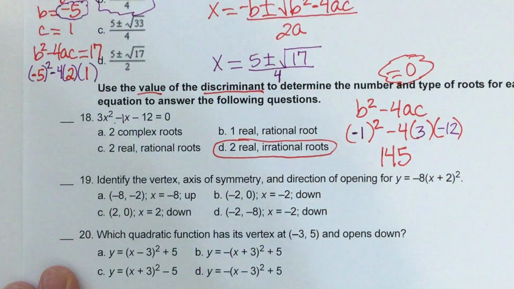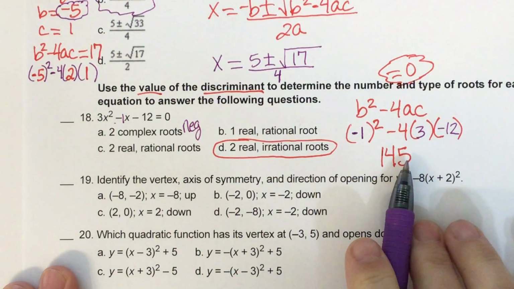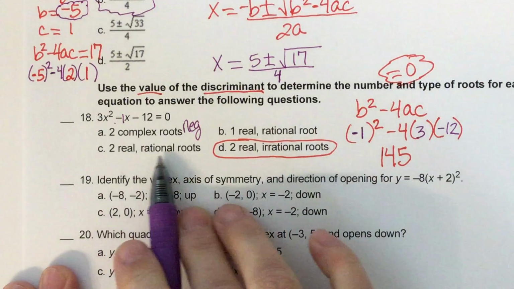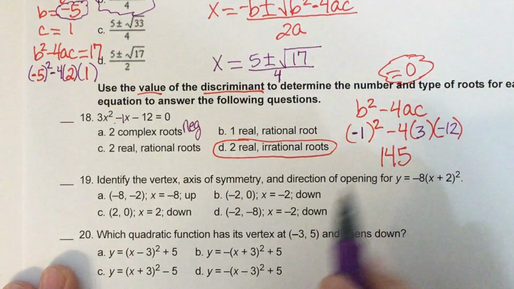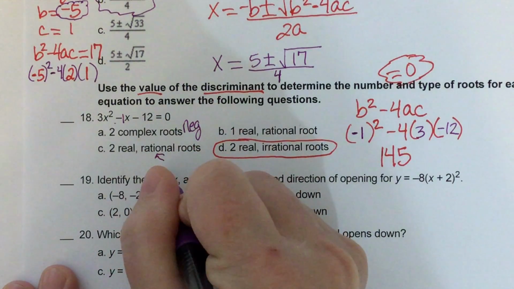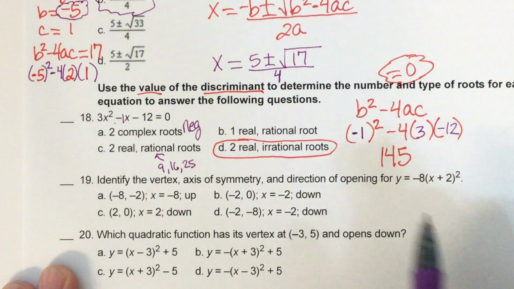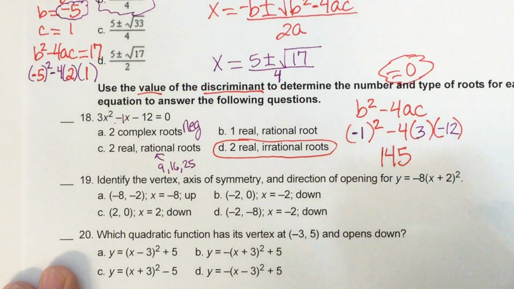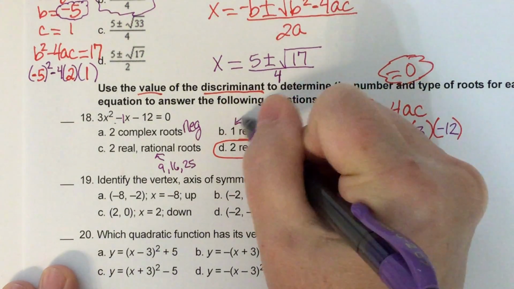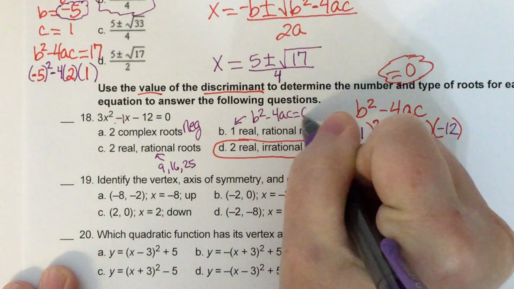So you get complex roots when you get your discriminant to be negative, and this was not a negative number. You get 2 real rational roots when this number is a perfect square. So if you got 9 or 16 or 25, etc. You get 2 real irrational roots when you can't take the square root of it. And the only time you'll get one answer is if your discriminant is 0. That's the only time you'll get one answer.